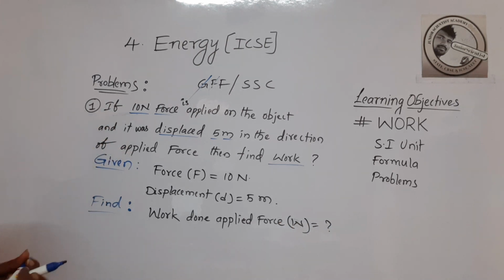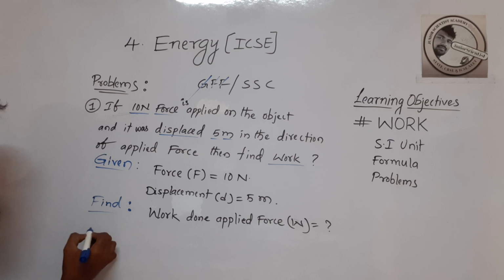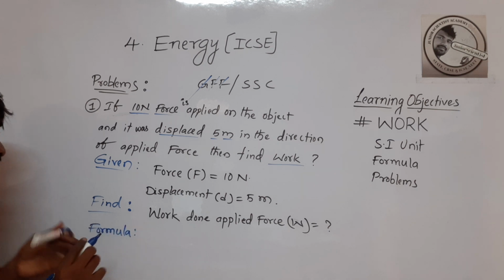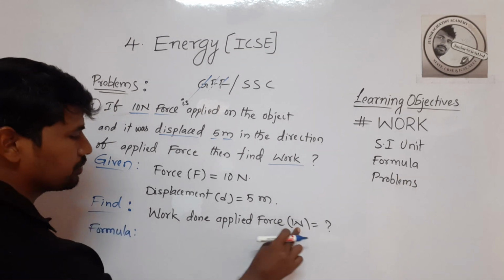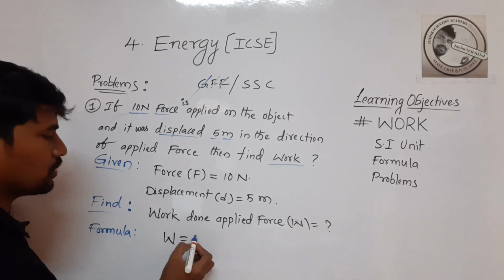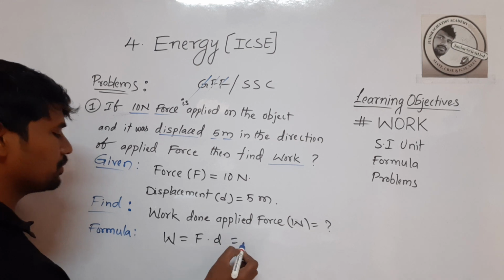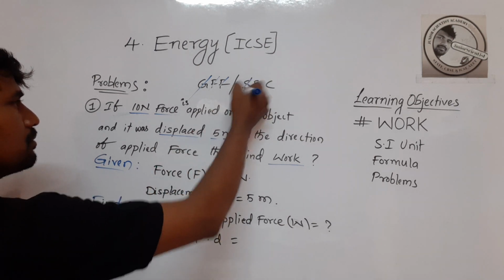Next one is F, formula. So what is the formula to calculate work? To calculate work, we know the formula: work is equal to the product of force and displacement. So formula finished.